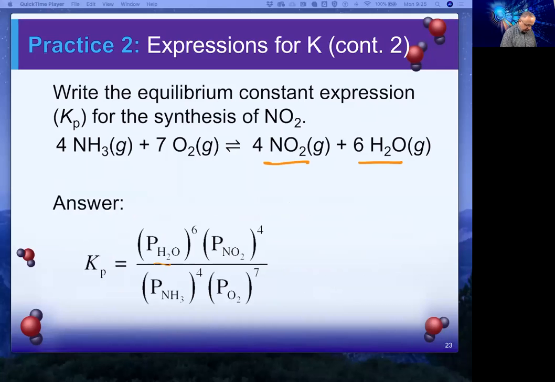The expression is going to be the pressure of H2O to the power of 6, times the pressure of NO2 to the power of 4, divided by the pressure of NH3 to the power of 4 and the pressure of O2 to the power of 7. So it's exactly the same approach that we did for the Kc's, but in the Kp, we're talking about pressures.